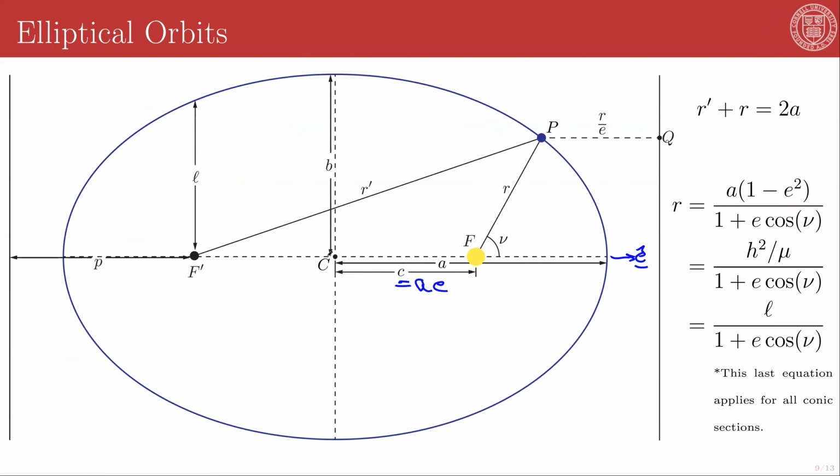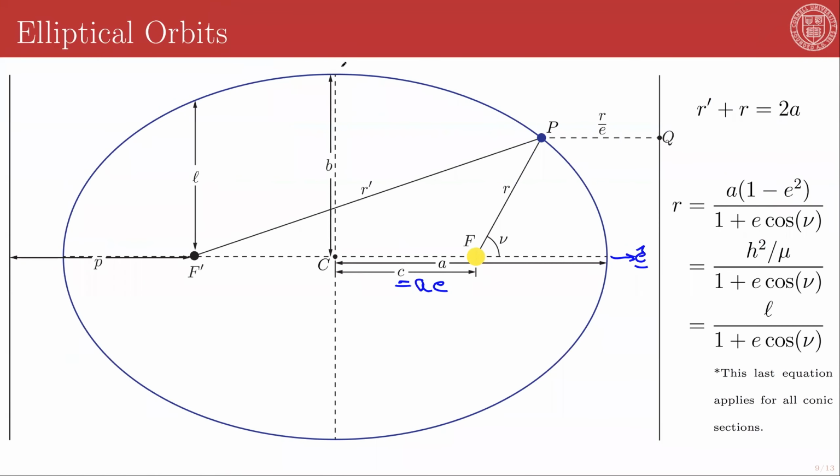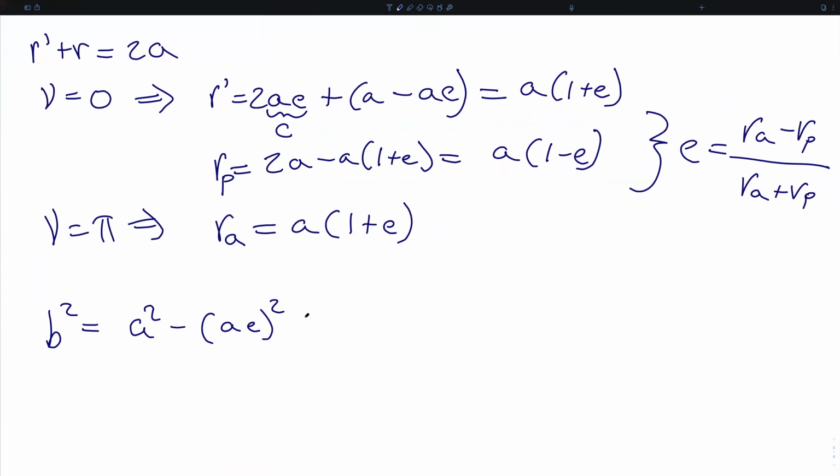We can also evaluate the semi-minor axis based on the geometry of this ellipse. We get the result that b squared is equal to a squared minus quantity ae squared, just by forming the right triangle whose base is c. And that means that we can again calculate that e squared is equal to 1 minus quantity b over a squared.